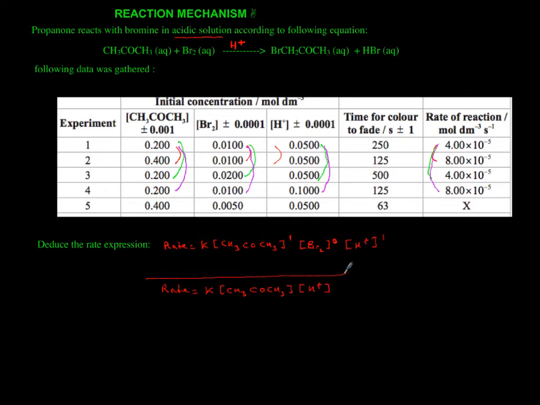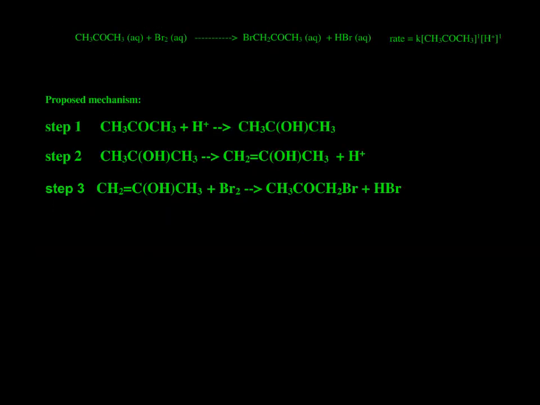Now to answer this, somebody has to come up with a mechanism. And when they do that, our job is to see if the mechanism is good enough or to reject it. So this is what a mechanism looks like that was proposed. There are 3 steps. Now let's just see if the first criterion is satisfied.